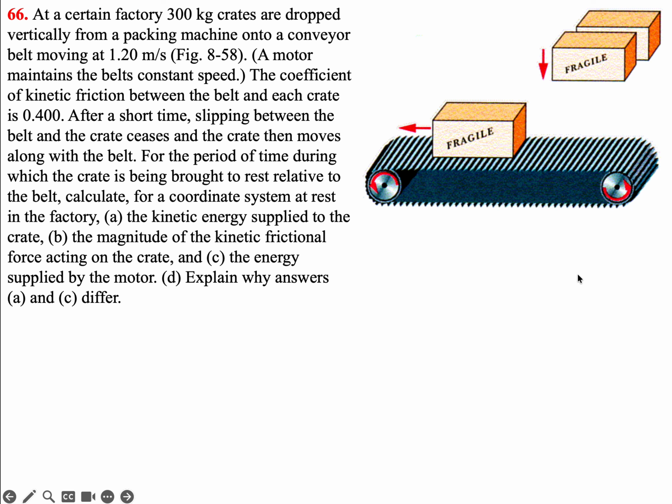So, number 66. At a certain factory, 300-kilogram crates are dropped vertically from a packing machine onto a conveyor belt moving at 1.2 meters per second towards the left in our picture. A motor maintains the belt's constant speed. The coefficient of kinetic friction between the belt and each crate is 0.4.